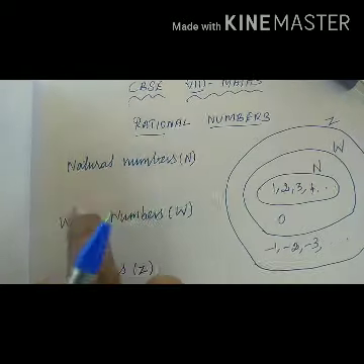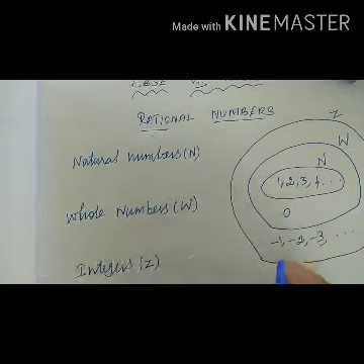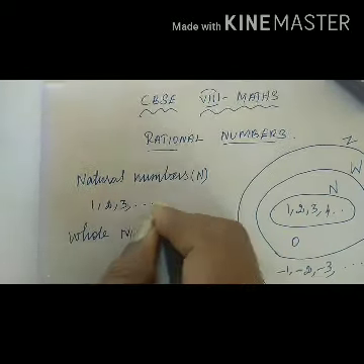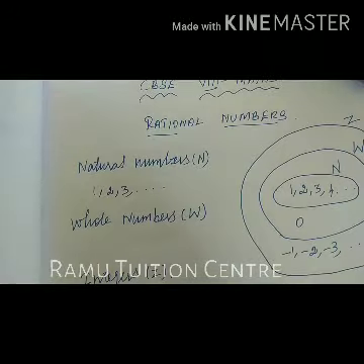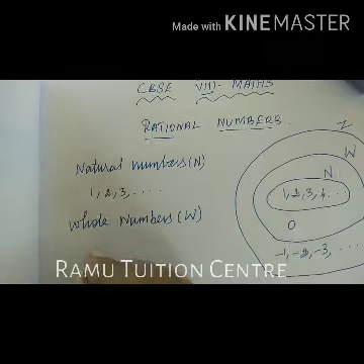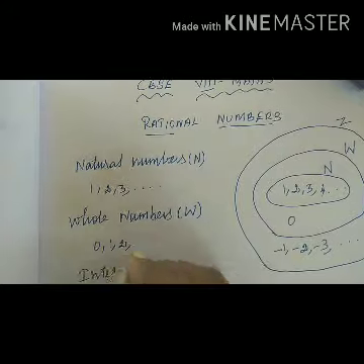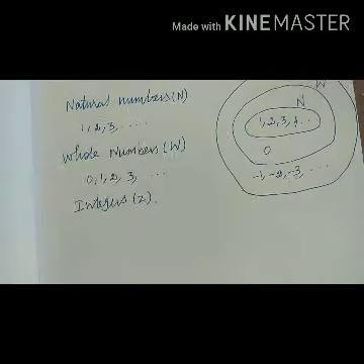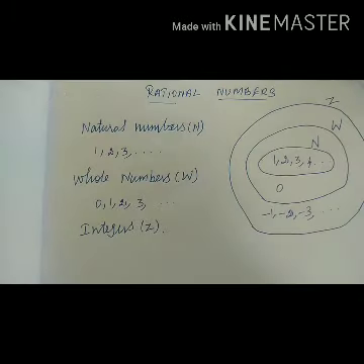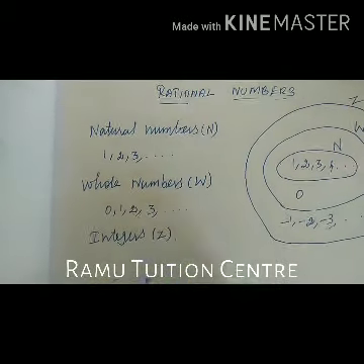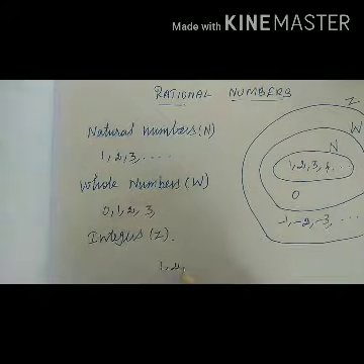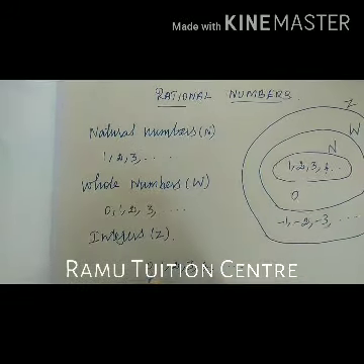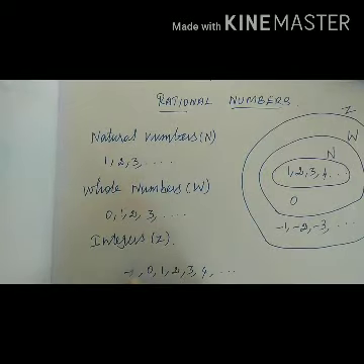Okay, so natural numbers start from 1, 2, 3, etc. And whole numbers start from 0, 1, 2, 3, etc. Next, integers. So an integer is nothing but the positive numbers 1, 2, 3, 4 and so on, including 0 and negative numbers.